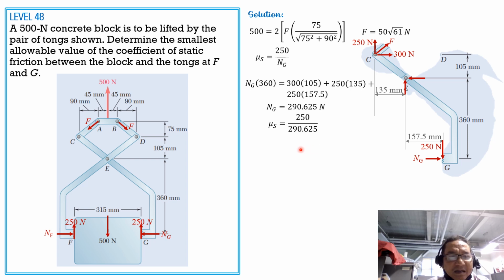So the allowable value of the coefficient of static friction is equal to 0.8602. So that's it for this problem.